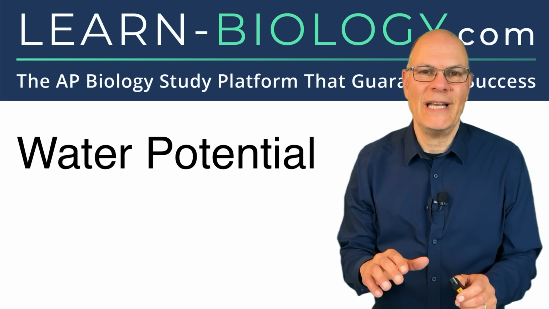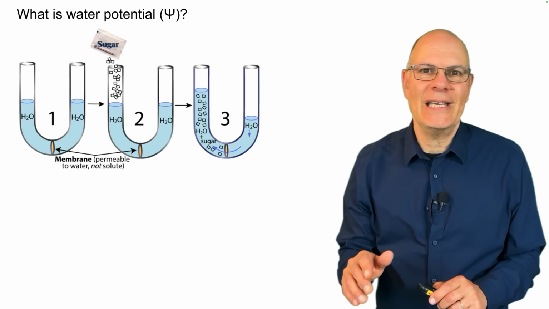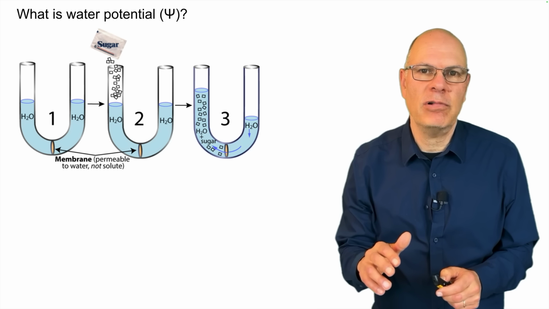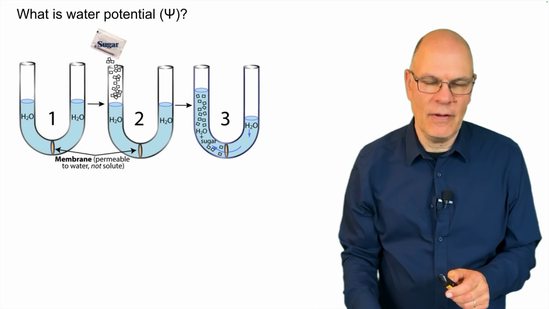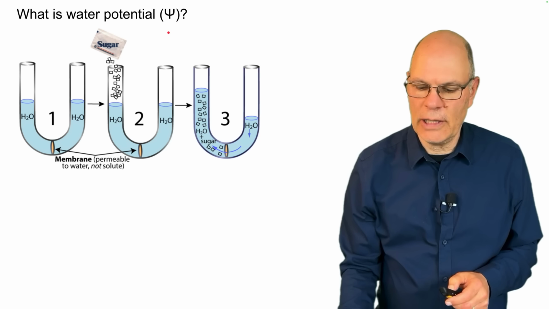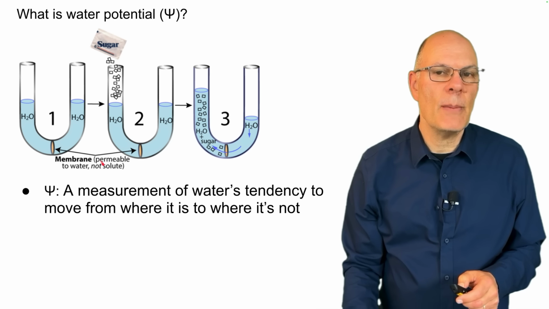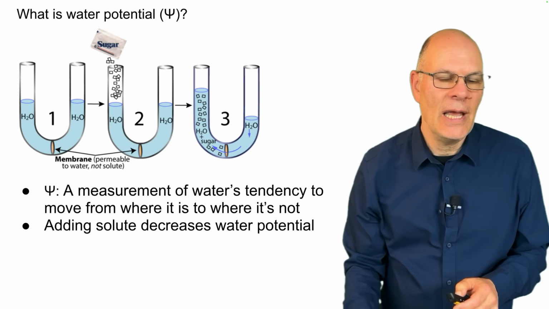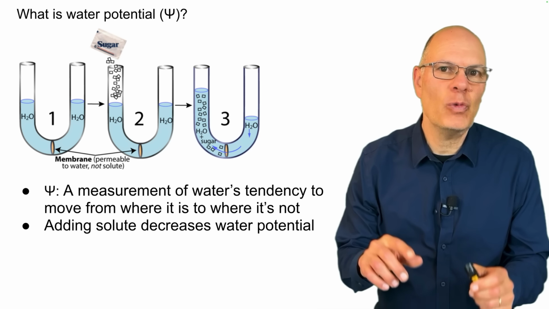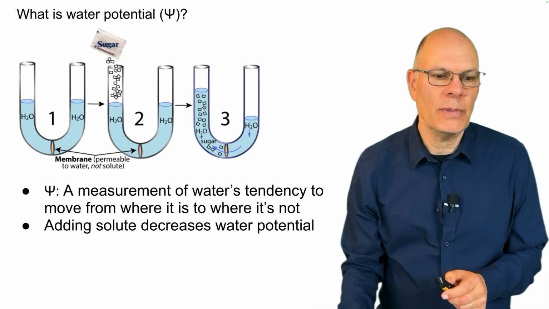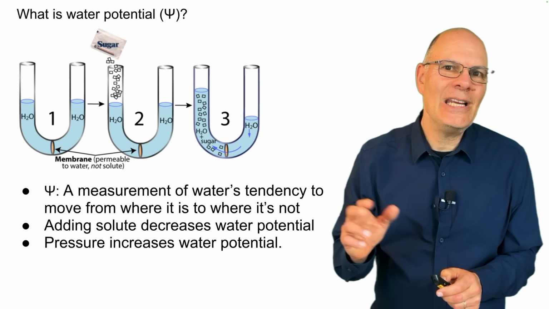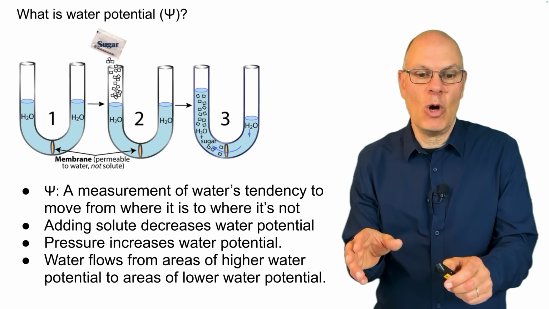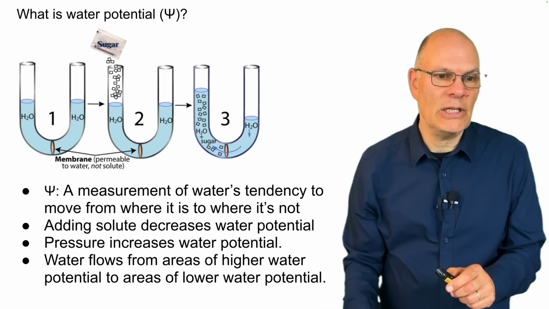What is water potential? Water potential is a concept that's really closely related to osmosis and osmotic pressure, but it's more quantitative. The symbol for water potential is this Greek letter psi. So water potential is a measurement of water's tendency to move from where it is to where it's not. Adding solute decreases a body of water's water potential. Adding pressure increases water potential. And water will flow from areas of higher water potential to areas of lower potential.